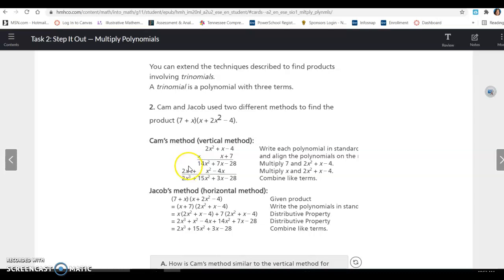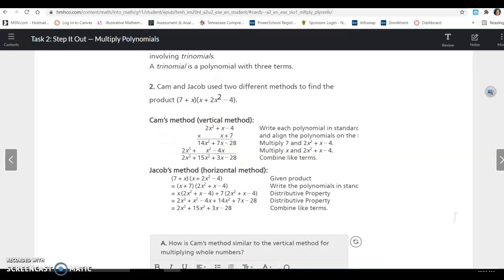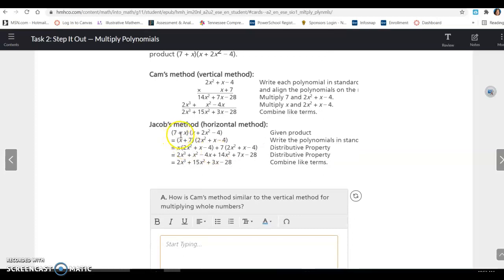There's only one cubed term, so you bring it down. 14 plus 1 makes 15x squared. 7 minus 4 is 3x, and then bring down your 28. So this is called the vertical method, because you stacked them up vertically before you multiplied. All right, the second method, horizontal method, again, put it in standard form first. This helps you have it in standard form when you finish. So you're going to do x times everything in the second polynomial, and then you're going to do 7 times each term in the second polynomial.